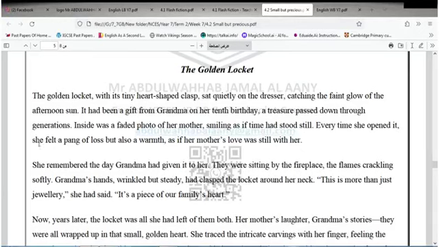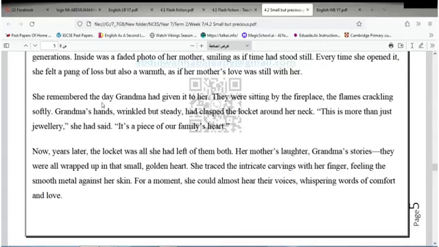Every time she opened it, she felt a pang of loss, but also warmth, as if her mother's love was still with her. She remembered the day grandmother had given it to her. They were sitting by the fireplace, the flames cracking softly. Grandmother's hands, wrinkled but steady, had clasped the locket around her neck. "This is more than just jewelry," she said. "It's a piece of our family's heart."